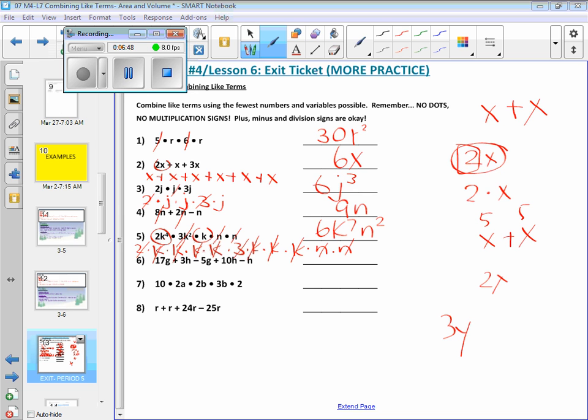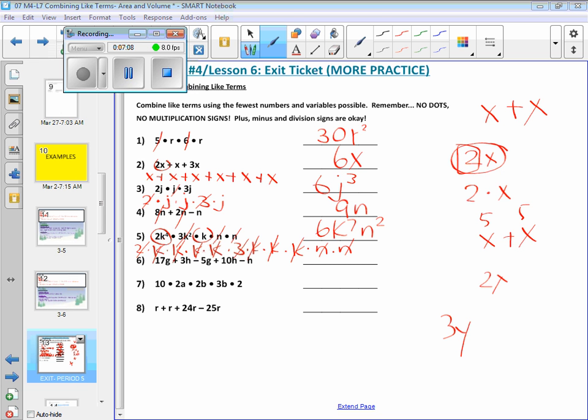No more dots, and definitely no more x's for multiplication. If you had dots, I allowed it but made a note. Don't use dots. If you use an x for multiplication, I gave you no credit because they look like variables. Any questions on number 5?